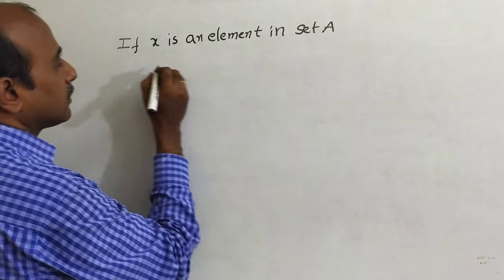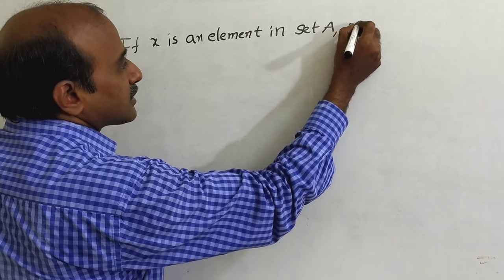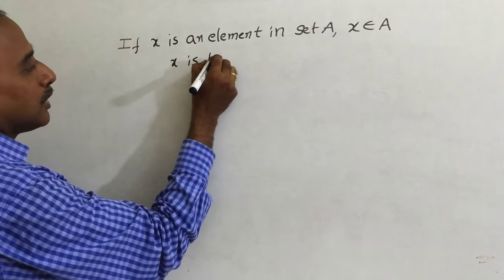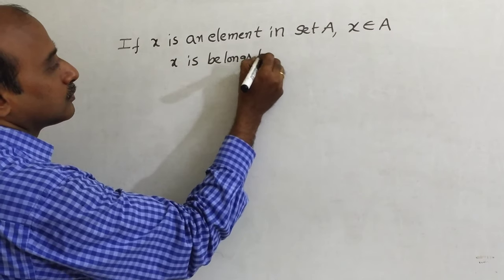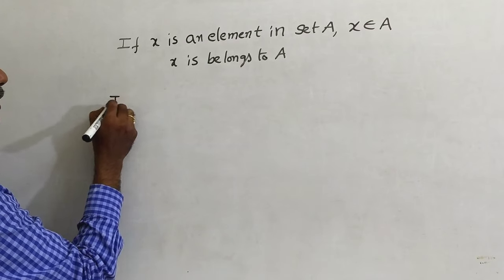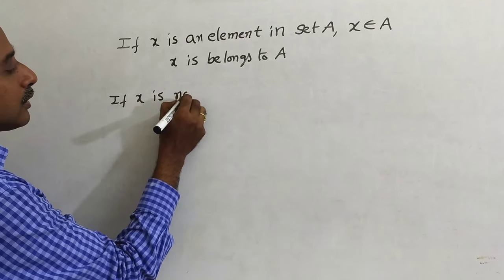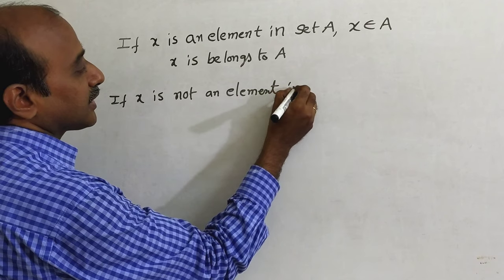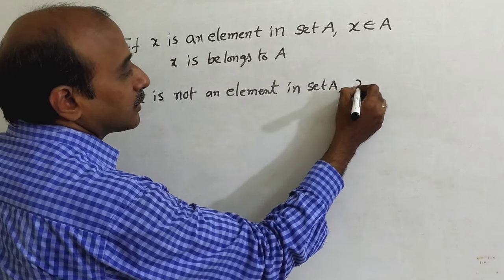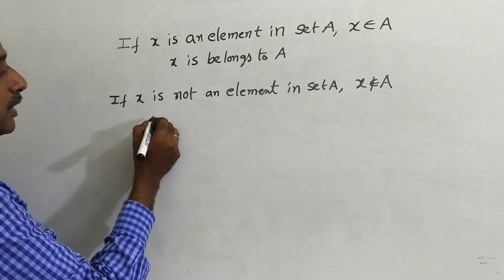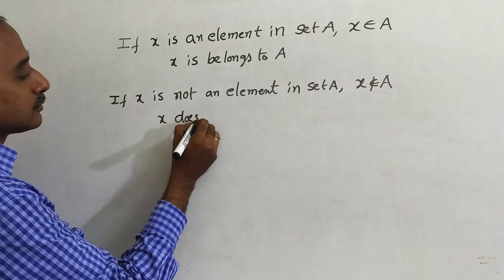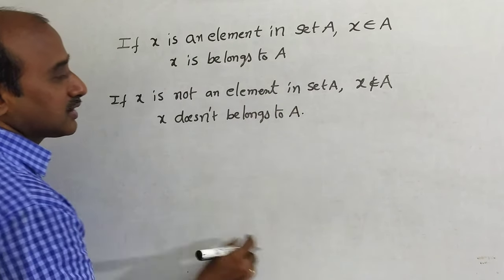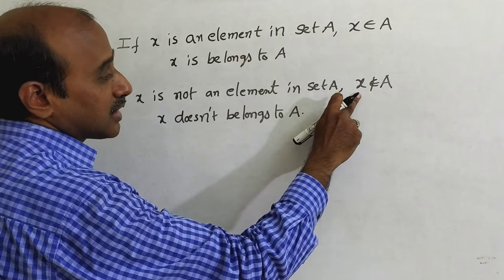If x is an element in set A, this you can write as x belongs to A. Suppose x is not an element in set A, we can write x does not belong to A. So this is the symbol of x belongs to A, and this is the symbol of x does not belong to A.